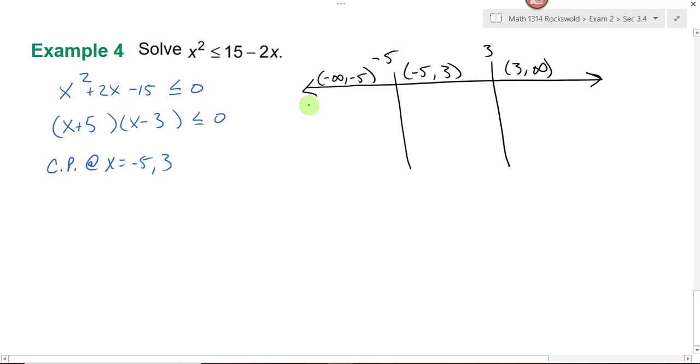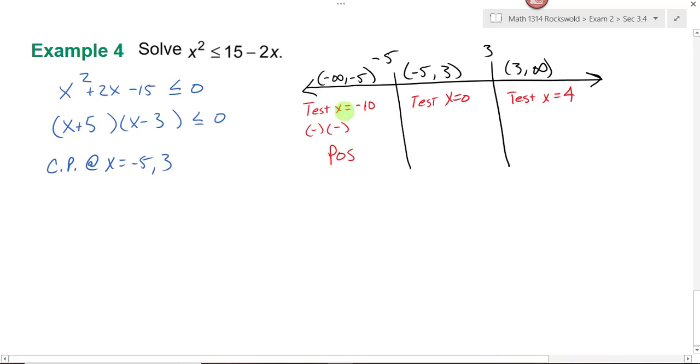Then I've got to pick test points in each of the intervals. What number do you want to test in that first interval? -10 works. What about in the next interval? If 0 is available, use it. And then in the next interval, you want 10. I'm picking 4. Then what do I do with my test points? Once I have this already, plug them in where? Into the factors. So -10 plus 5 is negative. -10 minus 3 is negative. And a negative times a negative is positive.